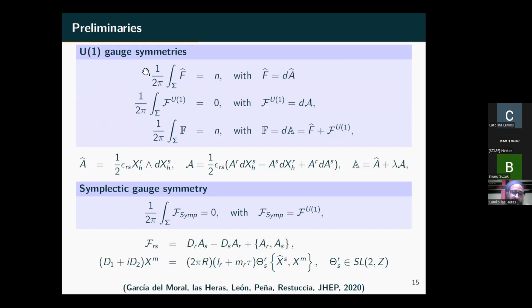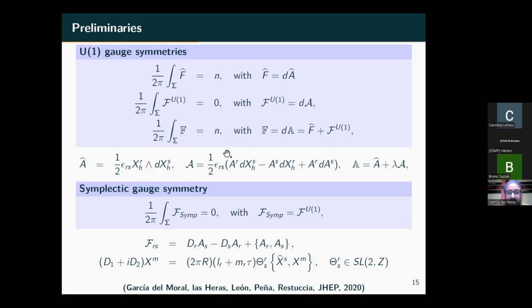This is a well-defined two form that defines a flux condition on the worldvolume. We have another two form that can be understood as the field strength of a gauge field, which is topologically trivial but contains information of the dynamical degrees of freedom of the theory. And we have another well-defined two form that resides on the same principal bundle as the previous one, but it contains information about the dynamical degrees of freedom of the theory, okay?